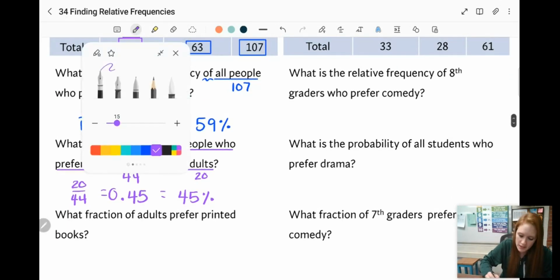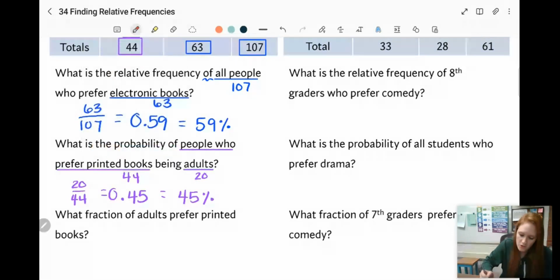Let me change my color once more. Notice that each of these questions, here we say relative frequency. Here we say probability. Here we say fraction. They're all asking the same thing, okay? On this one that says fraction, we could probably stop at the fraction step because our answers are probably going to be in a fraction, okay?